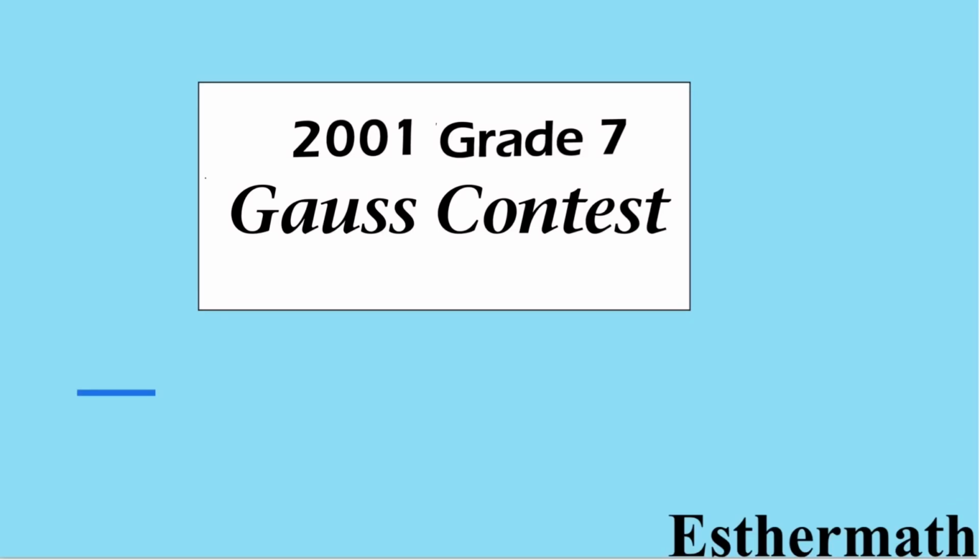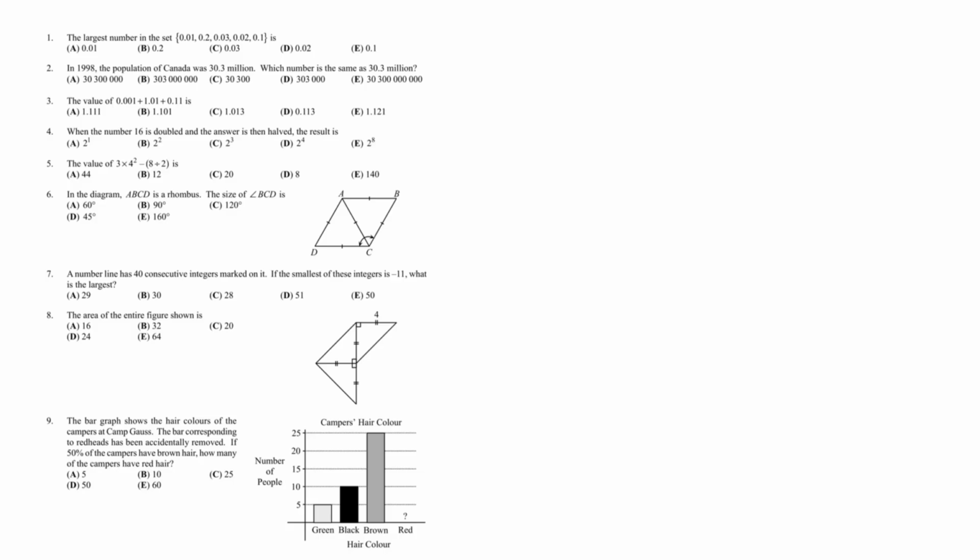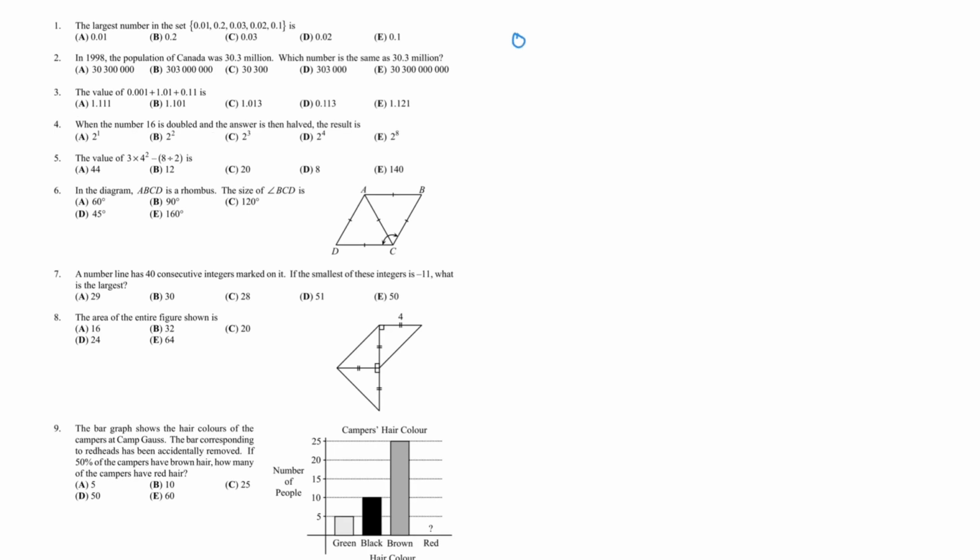2001 Grade 7 Gauss contest. Number 1. The largest number in the set is: first number 0.01, second 0.2, third 0.03, followed by 0.02, last number 0.1 in the set.